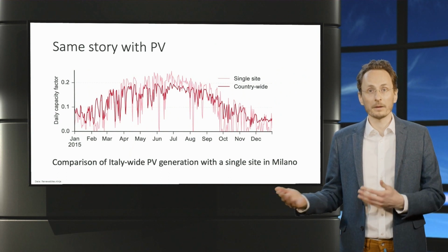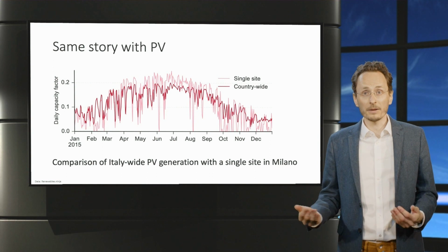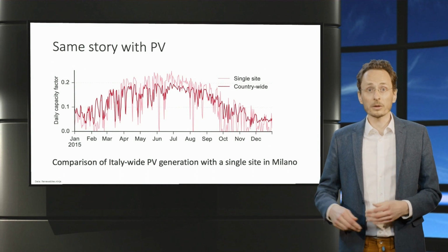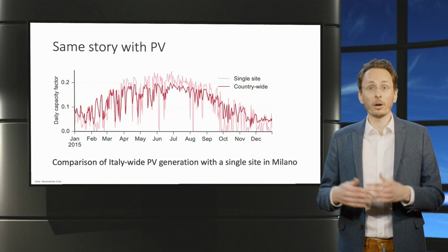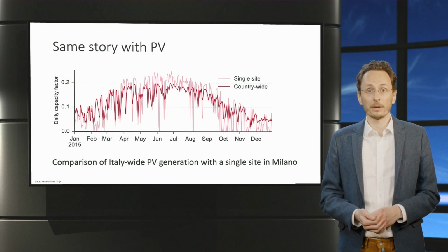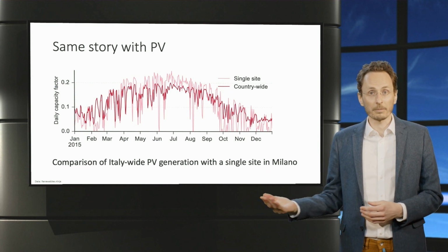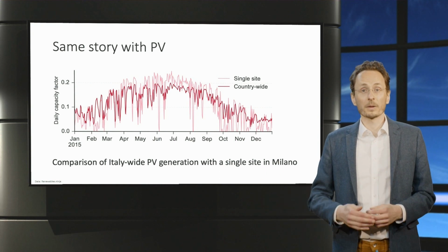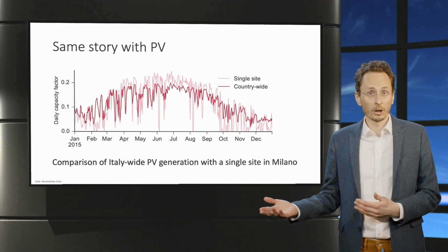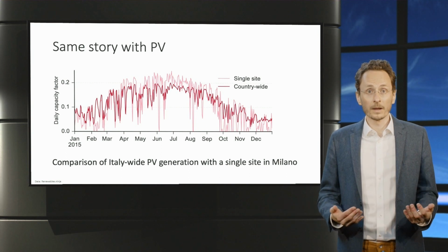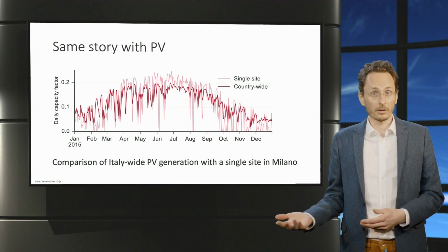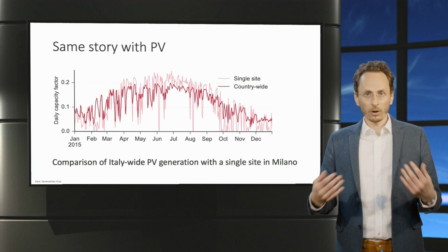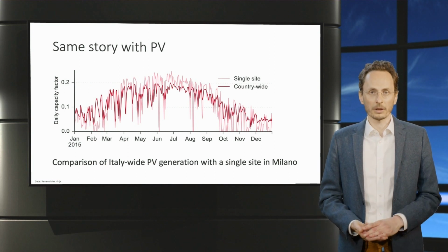Here, I am comparing the simulated output from a single rooftop PV system in the city of Milan with the total PV electricity generation from all of Italy over the year 2015. Showing you average daily capacity factors. You can see that the single site in Milan sometimes suffers from very cloudy days, even in summer, producing almost no electricity at all, with a daily capacity factor near zero. But the country as a whole has a much smoother generation profile.